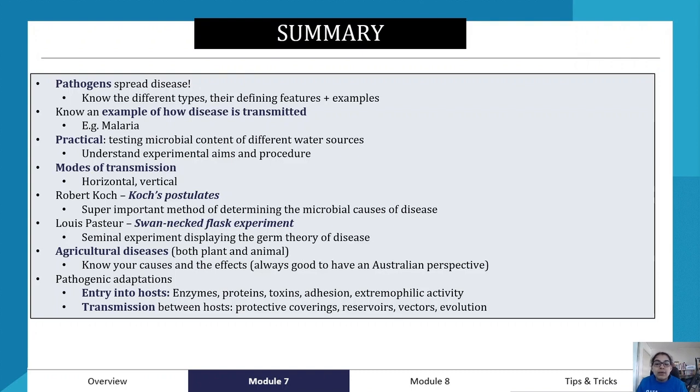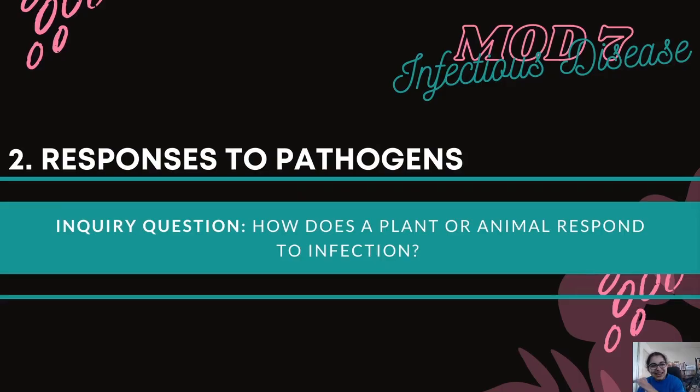And finally, pathogenic adaptation. So how do pathogens actually gain entry into the host cells? So think about enzymes, proteins, toxins, and then transmission. How do they go from host to host? Protective coverings, reservoirs, vectors, and evolution as well. And that's the first stop point done.